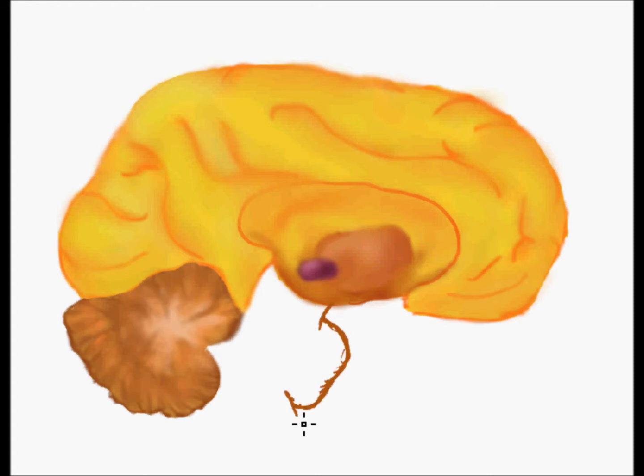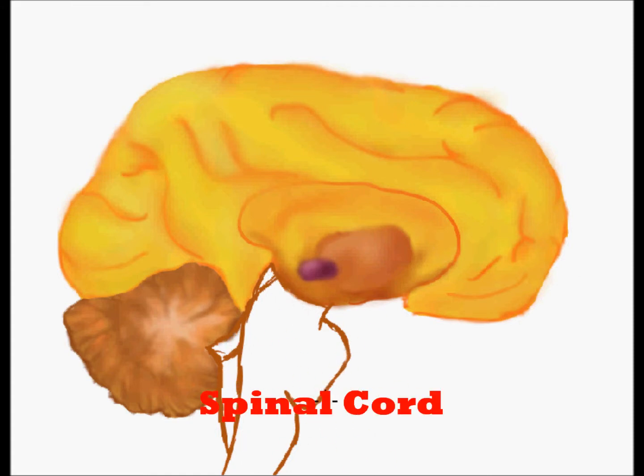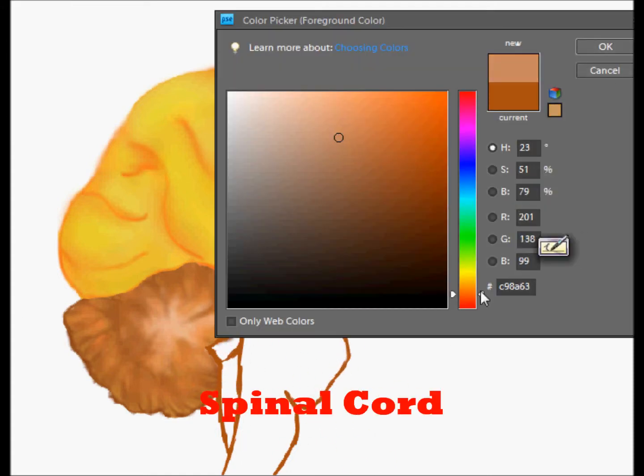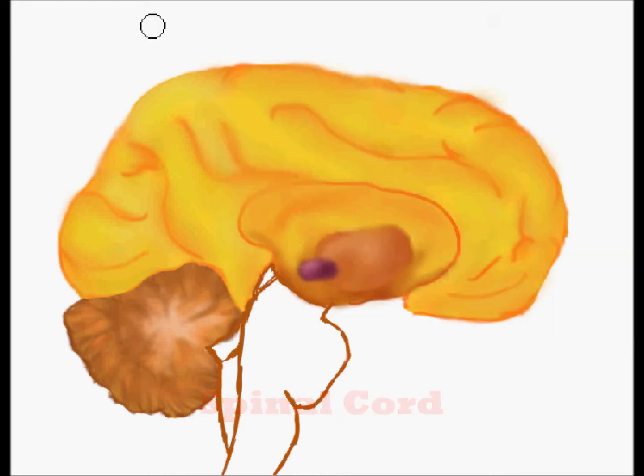I'm about to draw the brainstem, the spinal cord, the medulla, and the reticular activating system, which includes the reticular formation. The spinal cord is responsible for transmitting information between the brain and the rest of the body. It basically handles simple reflexes.